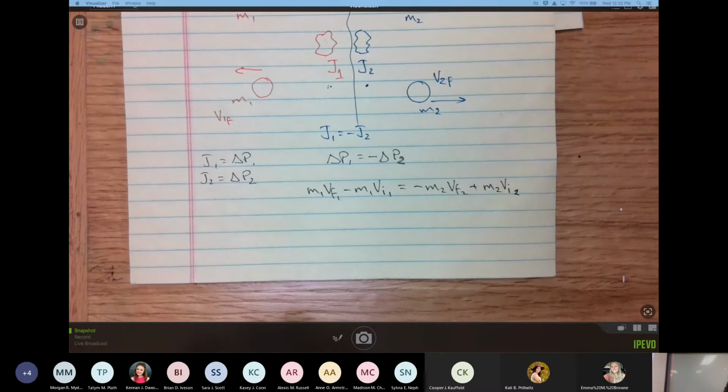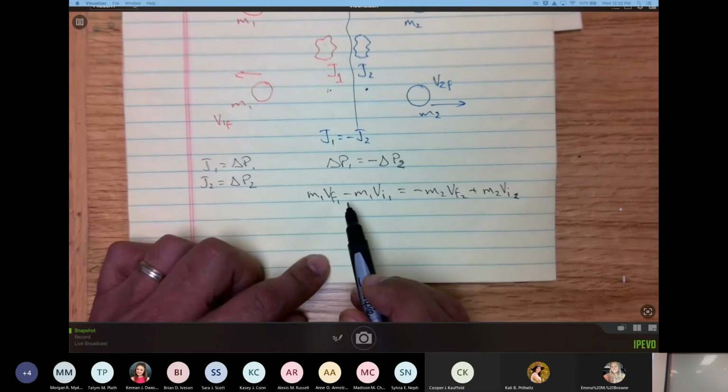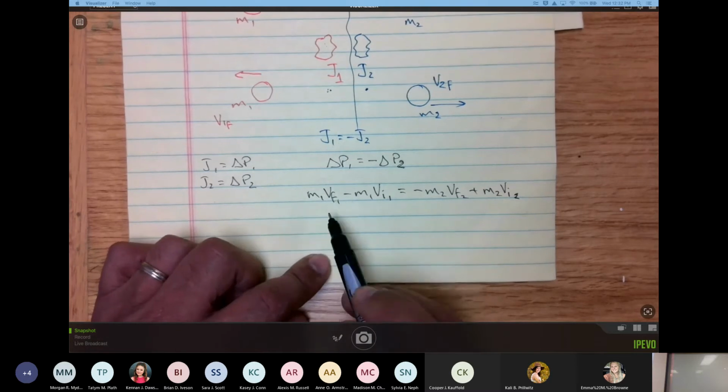I'm working with one axis, and for the most part we're going to be doing just one axis, but this can work in 2 dimensions or 3 dimensions, okay? Now, on one side of the equation, I have the momentums of particle 1. On the other side of the equation, I have the momentums of particle 2.